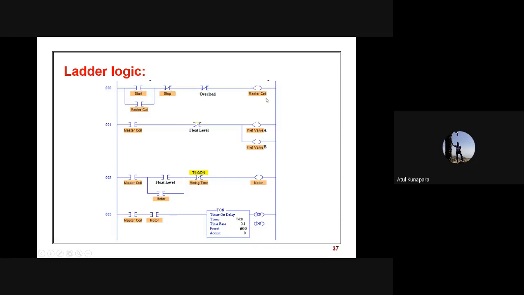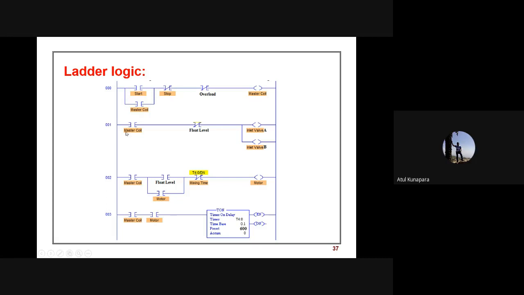When the master coil gets energized, we can take one contact of the master coil across the start button, so that you can release your hand from the button. Once you start, you can release your hand, and because of this master coil contact connected with the start, your master coil will remain energized. This master coil will only be de-energized if you press stop or your motor gets overloaded. Apart from that, your master coil will remain on.